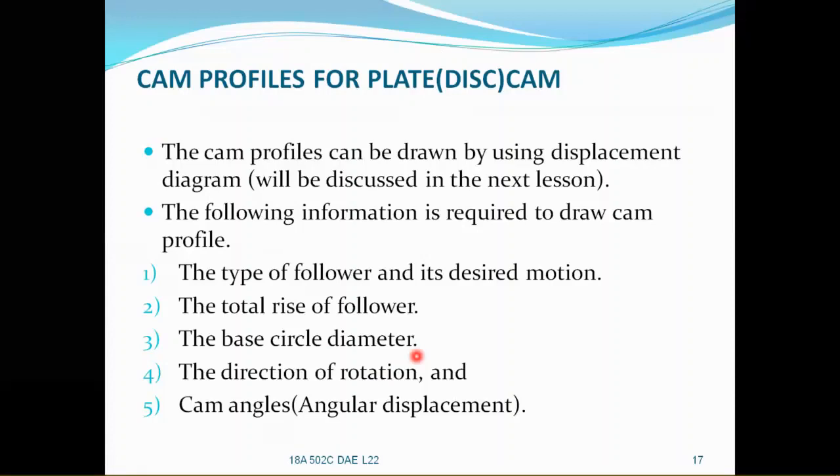Number one, displacement diagram is required, type of follower is required, motion of the follower is required, total rise of the follower is required, base circle diameter is required, direction of rotation of the cam is required, and also angular displacement or cam angles are also required to draw the cam profile.